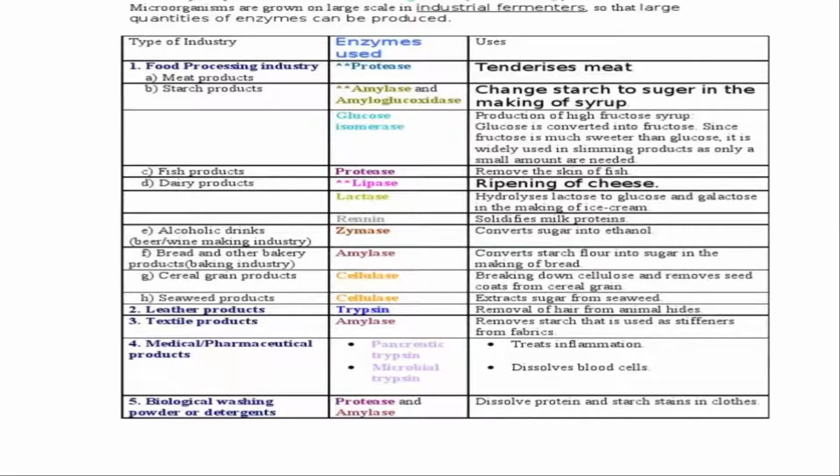For example, pancreatic trypsin treats inflammation, and microbial trypsin dissolves blood clots. And biological washing powders are very important, and enzymes are used in washing powders because the stains on the clothes are also organic.